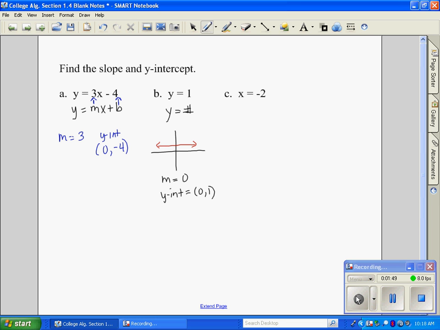And on graph number 3, part C, we have x equals some number. When x equals some number, we know it's a vertical line. So if I had an xy axis, it's x equals -2. It's going to be somewhere over here, and it's a vertical line. The slope of that is going to be undefined, and its y-intercept is going to be none because it does not cross the y-axis.